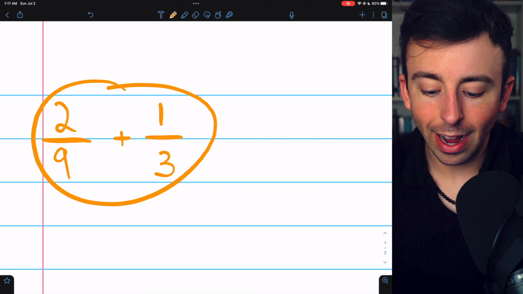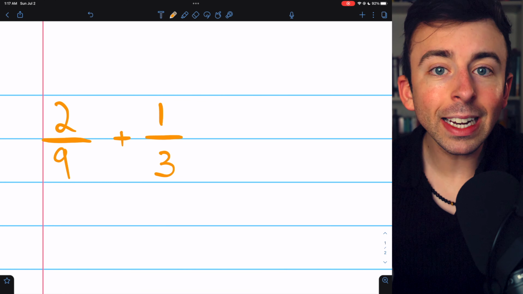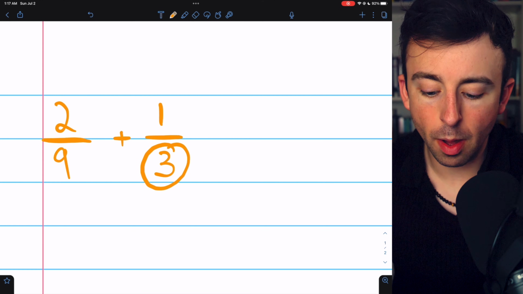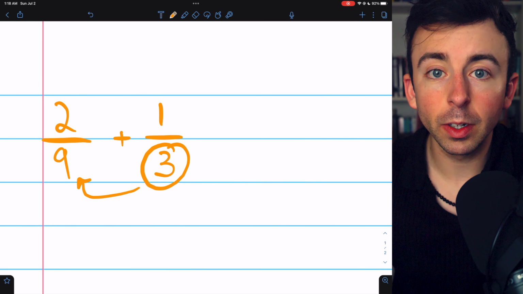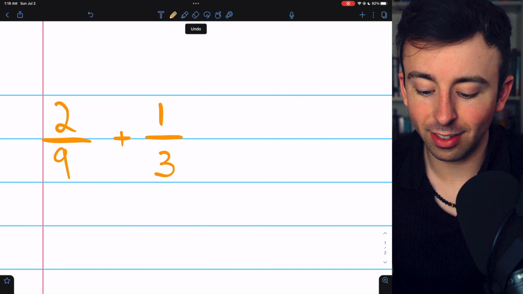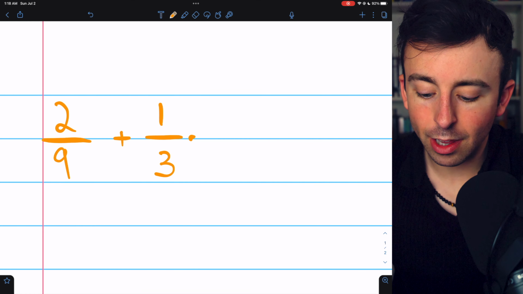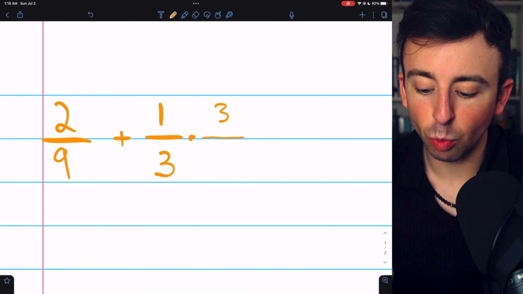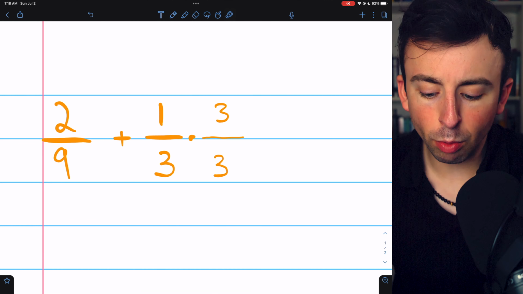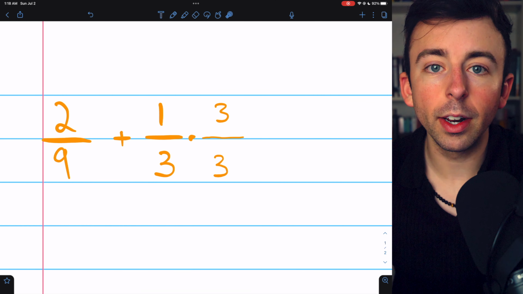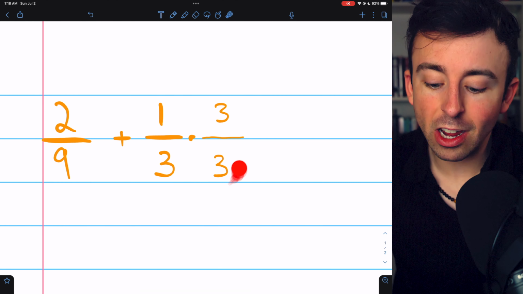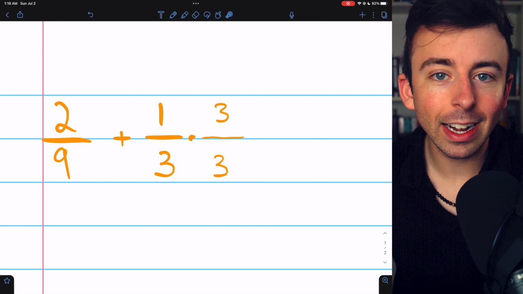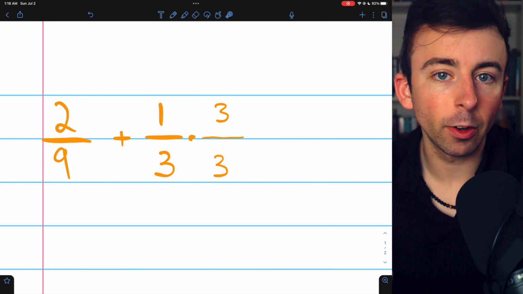Looking at these two fractions, at a glance, you might notice that if we triple the denominator of 1/3, it will match the denominator of 2/9. So to fix this situation, we can multiply the fraction on the right by 3/3. 3/3 is the same as 1, so it's fine to multiply by it, but it's going to change this denominator to 9 so that it matches the denominator on the left.